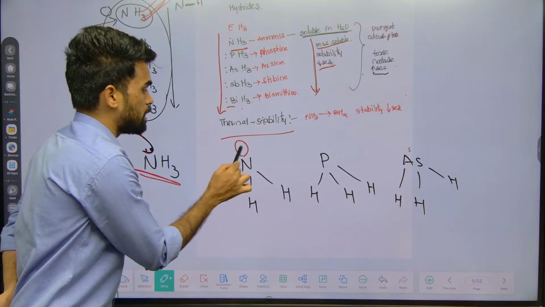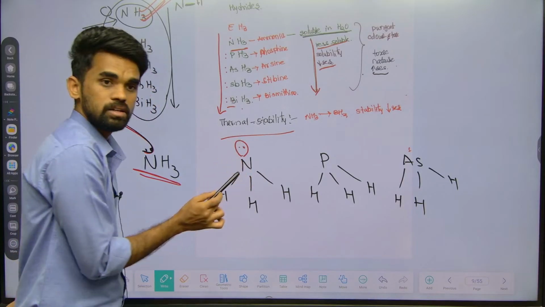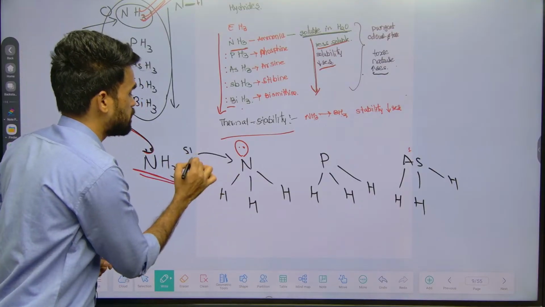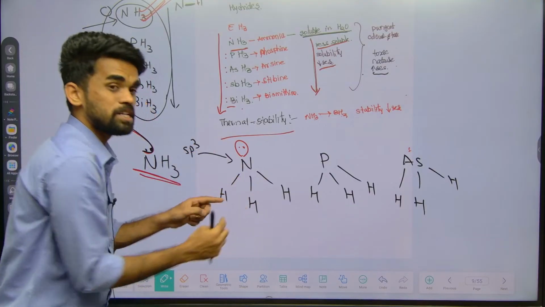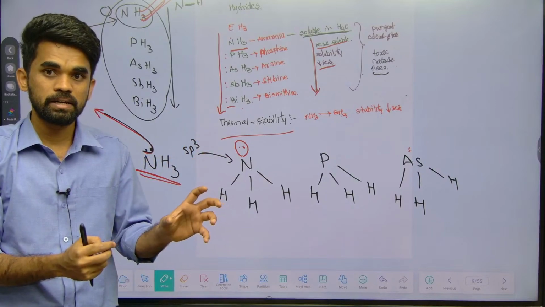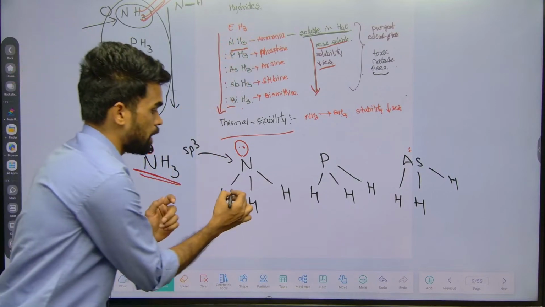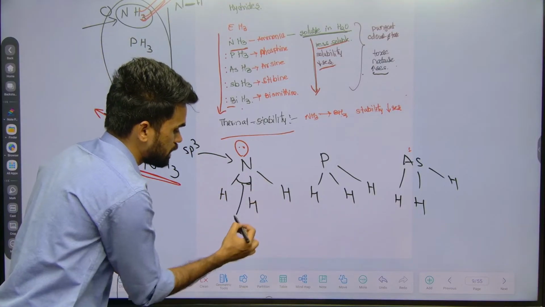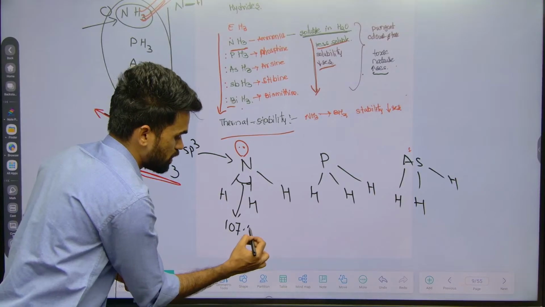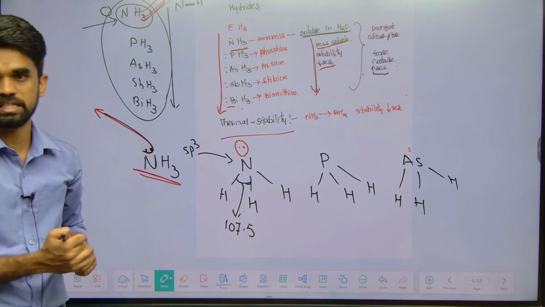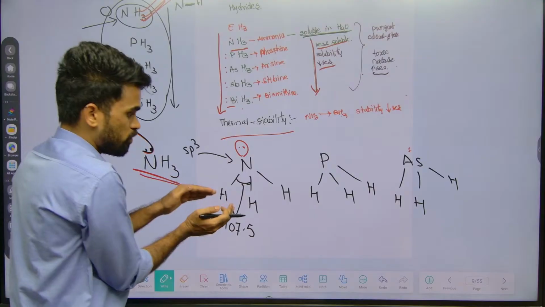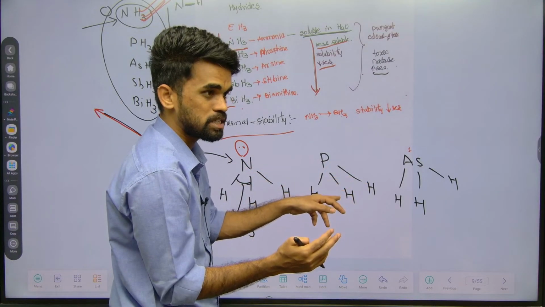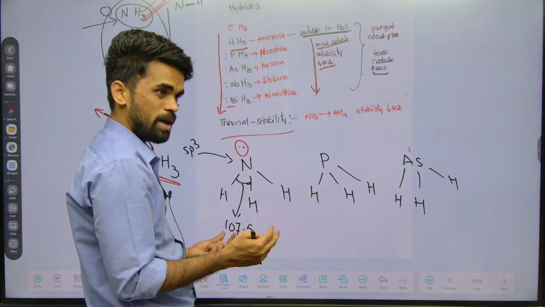Do you remember the hybridization concept we studied? What is the hybridization of this nitrogen? sp3. So sp3 with 1 lone pair and 3 bond pairs, what is the geometry? Trigonal pyramidal. What is the angle you are seeing here? 107.8, or around 107 degrees you can say. Now if I move from here to here, what angle do you expect? Almost the same angle you may expect.